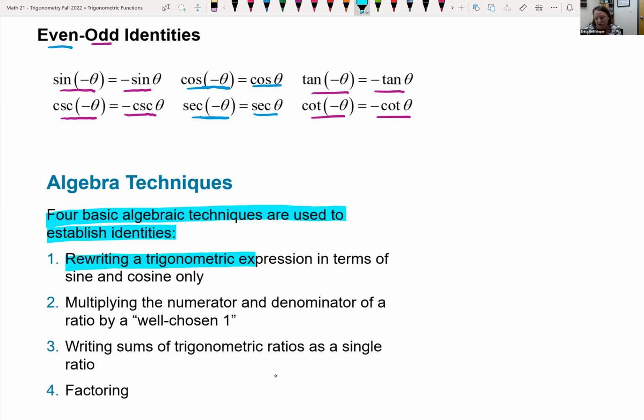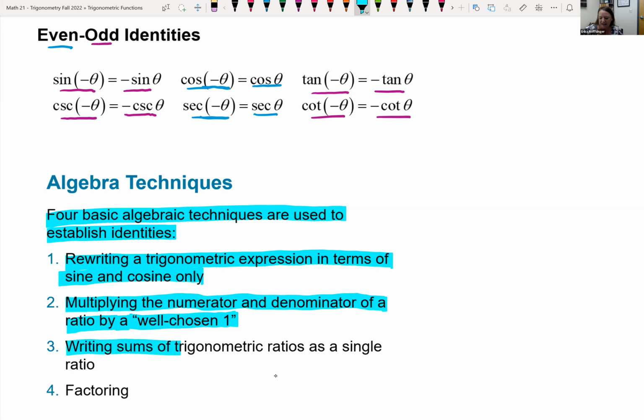Rewriting trigonometric expressions just in terms of sine and cosine. We could multiply the numerator and denominator of a ratio by what they call a well-chosen one. I kind of call it a special one. So maybe multiplying by the conjugate of the two terms, both in the numerator and denominator. Rewriting sums of trigonometric ratios as a single ratio. And then factoring could also be helpful.